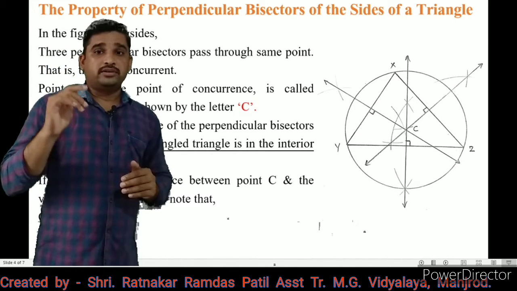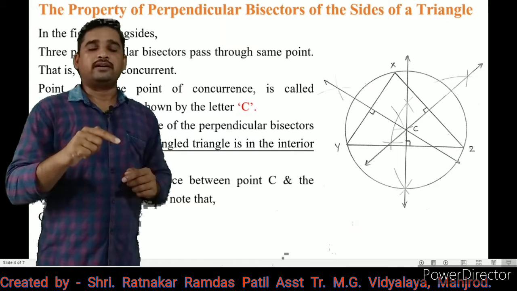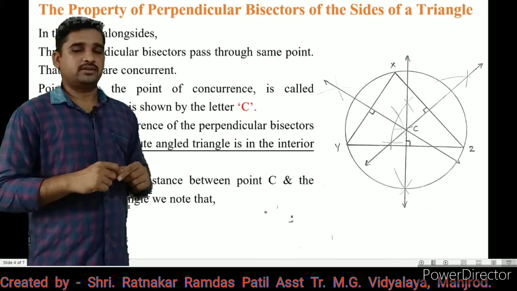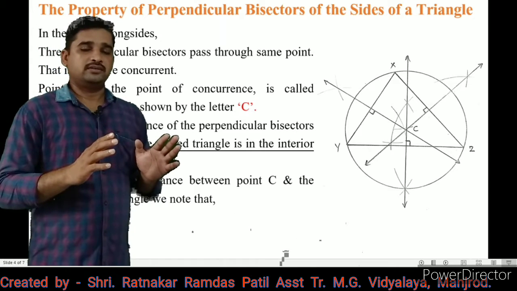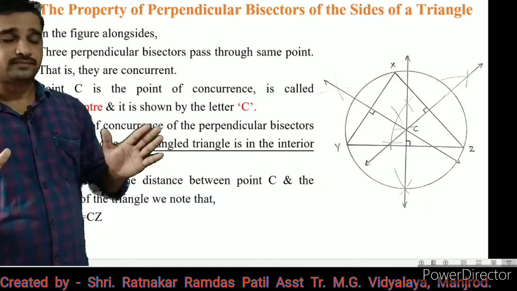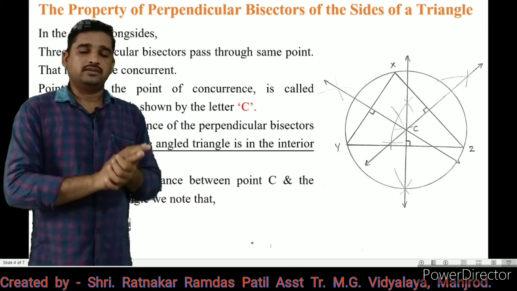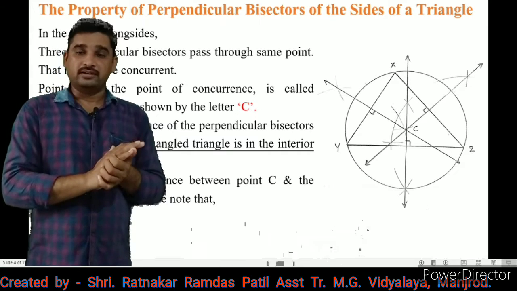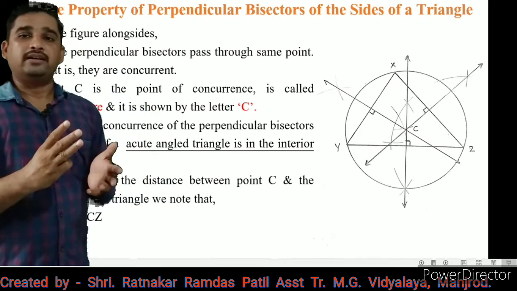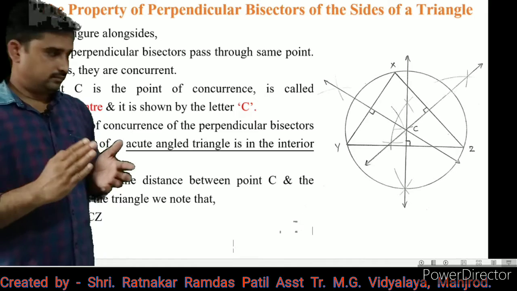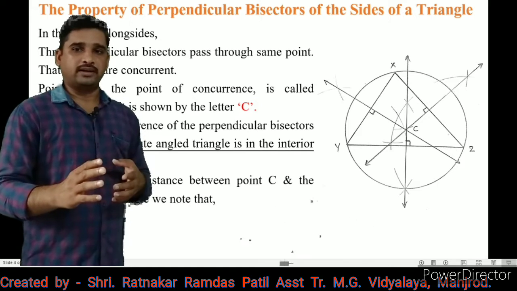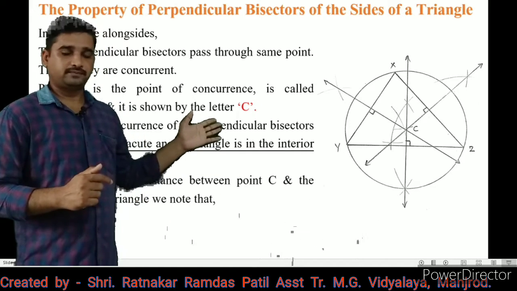Here the name of the type of triangle is necessary, because if we draw perpendicular bisectors of all three types of triangle based on angle, what are they? Three types of triangle based on angle. They are acute angle triangle, right angle triangle, and obtuse angle triangle. Here is an acute angle triangle.